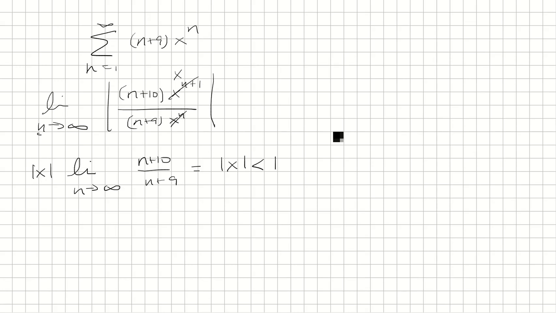So our goal is to solve for x. So x is going to be between -1 and 1. The last step is to test the endpoints. So if we test the endpoints when x is -1, we have the sum from n equals 1 to infinity, (n+9) times (-1) to the nth power.